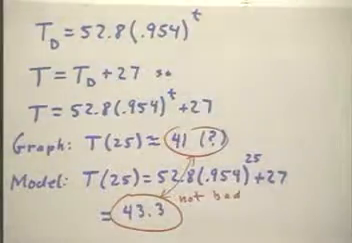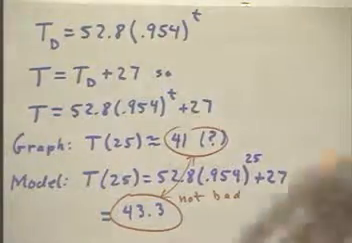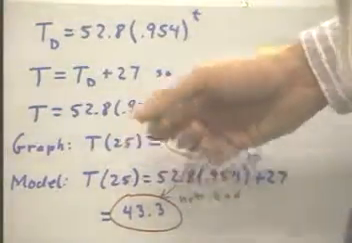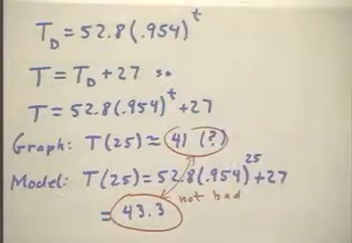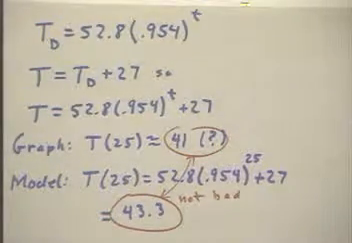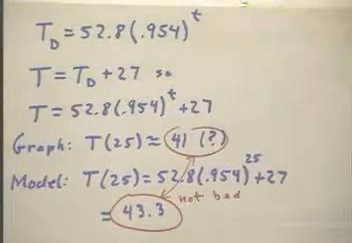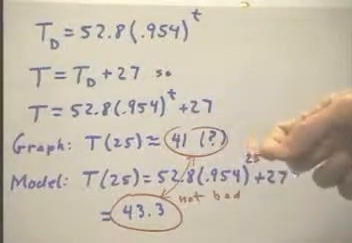Now, looking at the graph, we estimate that the temperature at t equals 25 minutes was 41. Actually, somebody estimated 41. I thought it was closer to 42, and so did some other people, but we accept the estimate and just go with that estimate and see what the result is.